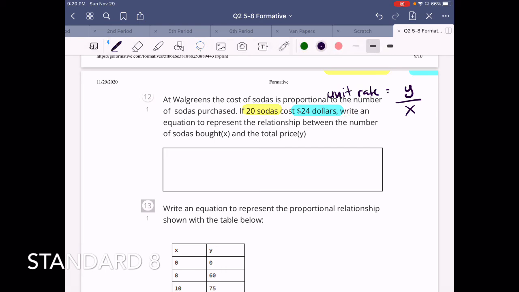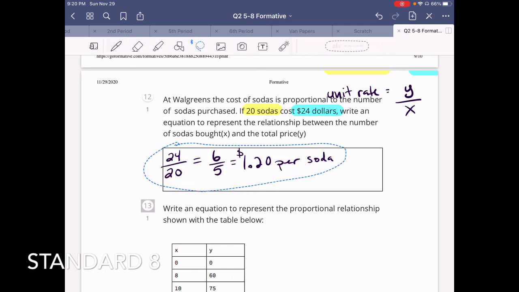So first thing I'm going to do is find the unit rate. My y is 24. My x is 20. All right. I can simplify this if I divide by 4. 4 over 4, I get 6/5, which is 1 1/5, which is 1.20, right? If we're talking about money, $1.20 per soda. Each soda is $1.20, and we get that by doing our y divided by x.